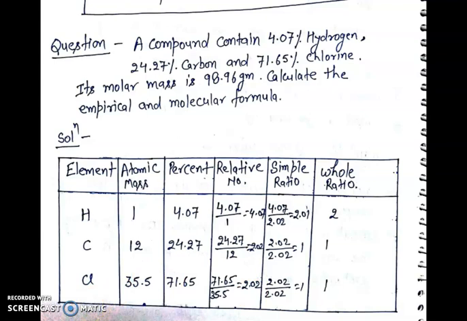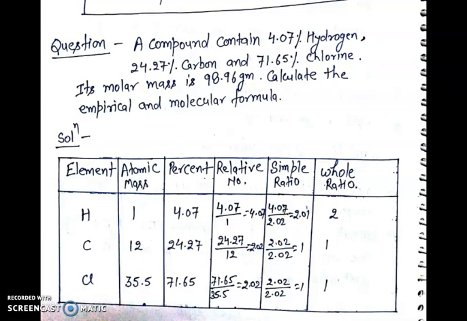To calculate the simple ratio, the simple ratio of hydrogen is equal to the relative number of hydrogen divided by the smallest relative number. The relative number of hydrogen is 4.07 divided by the smallest relative number, that is 2.02, and we get the simple ratio of hydrogen, that is 2.01, approximately 2.